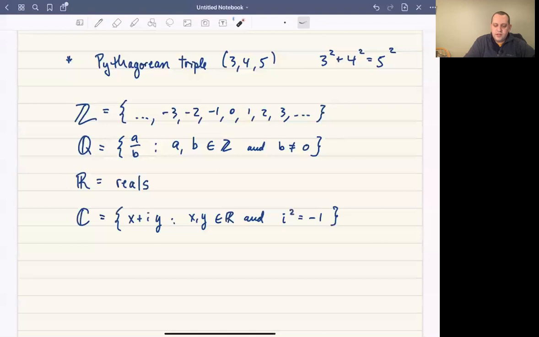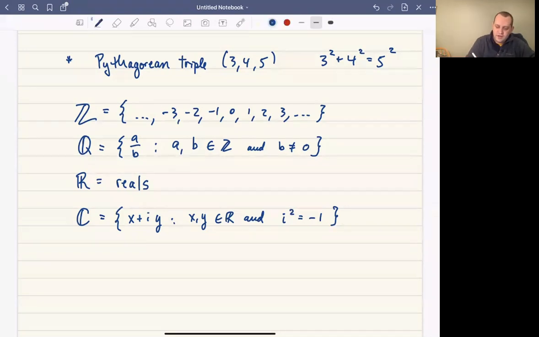Just in review, we had the integers, rational numbers, real numbers, and now the complex numbers. And each of these is a subset. So the integers are a subset of the rationals, which are a subset of the reals, which are a subset of the complex numbers. So there's this nice hierarchy of each of these sets fitting inside the next one. That's the complex numbers in a nutshell.